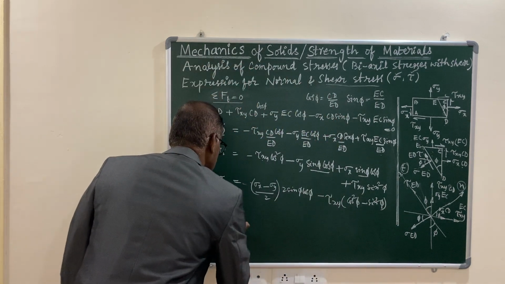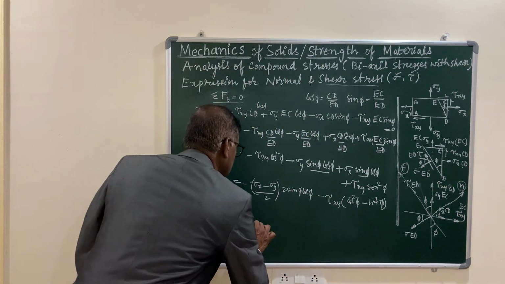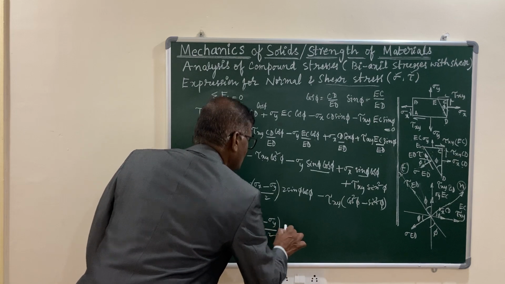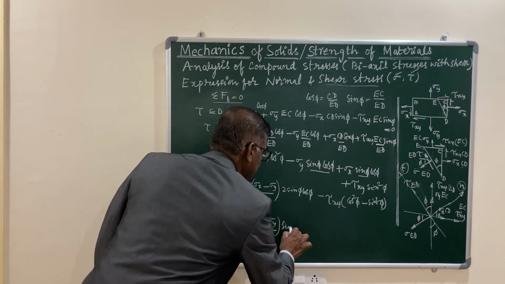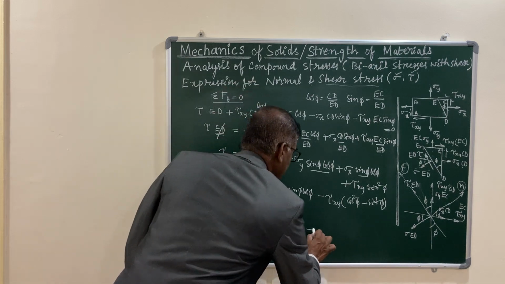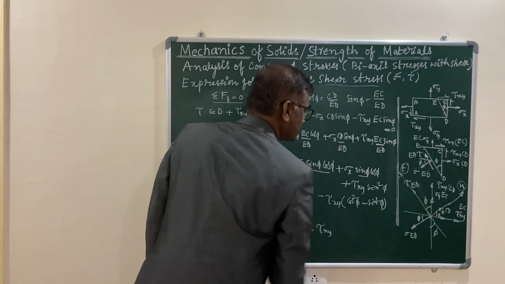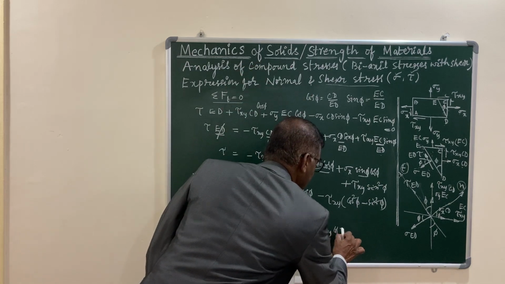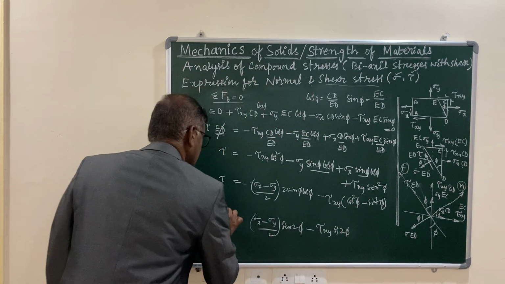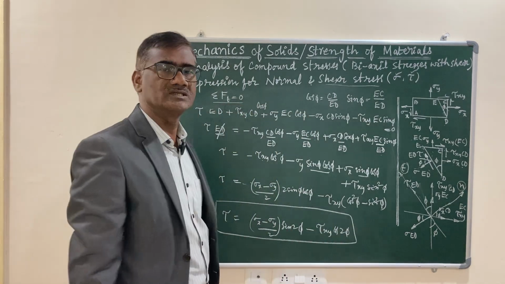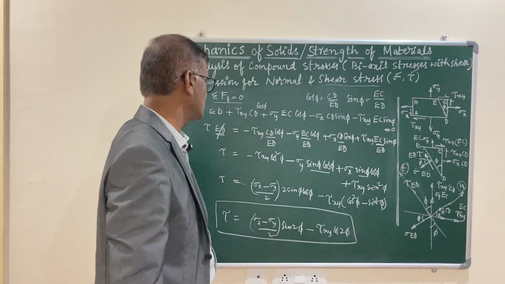And the last step, that is tau is equal to sigma x minus sigma y by 2 into sin 2 phi minus tau xy. As you know that cos square phi minus sin square phi is cos 2 phi. So this is the required expression for the shear stress, which is also known as tangential stress.